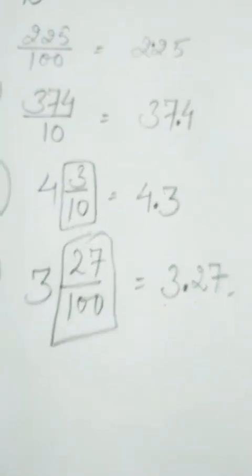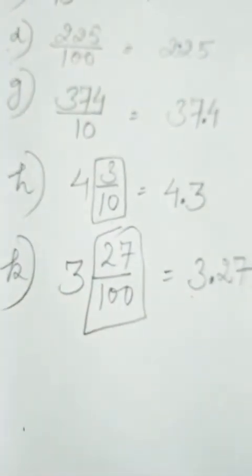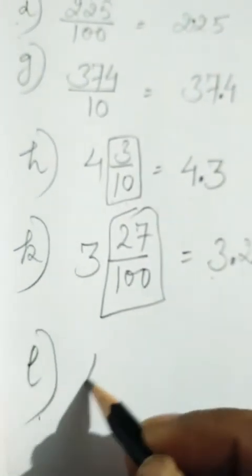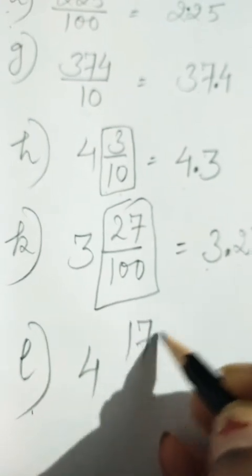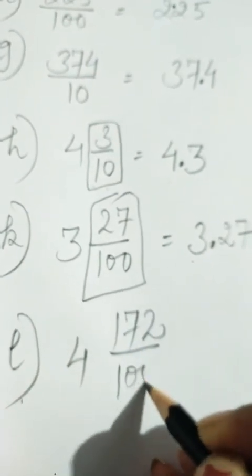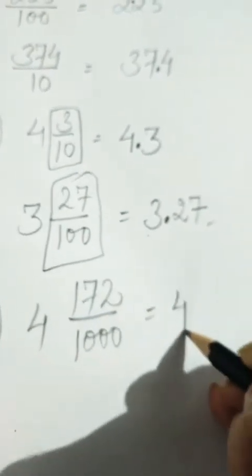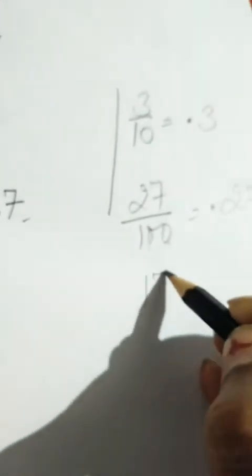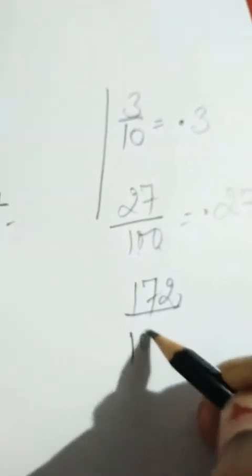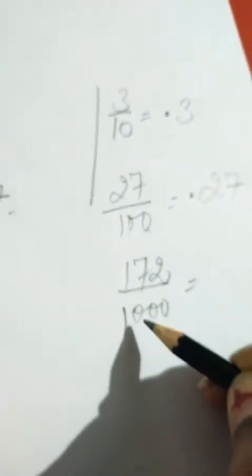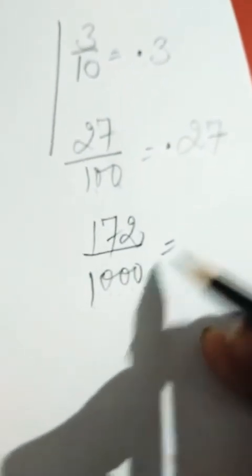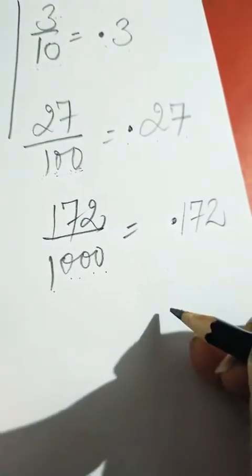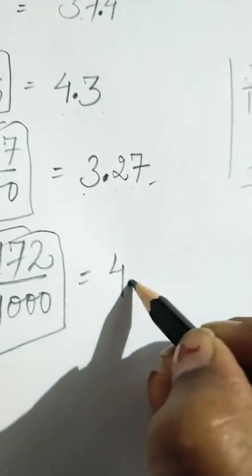3.27 will be the decimal form of 3 and 27 over 100. Yes. Now the L part is there and the sum is 4 and 172 upon 1000. Yes, we will write here 4 and 172 upon 1000. This will be converted into decimal. Now after the decimal, 3 digits should be there. So here 0.172. This will be the decimal form and we will write like this.